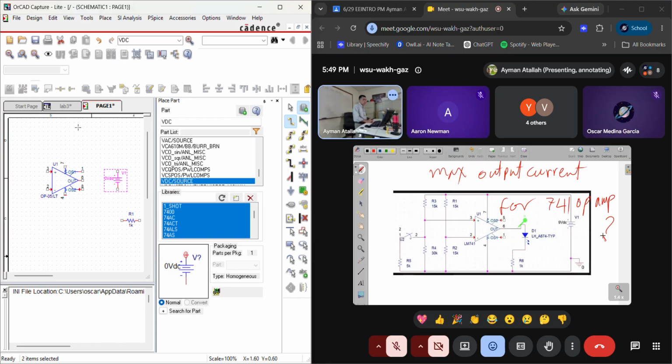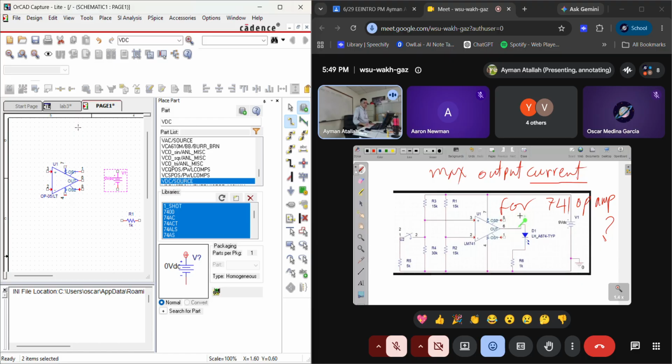14 volts. No, current. I'm asking about current. 10 milliamps to 45 milliamps. So on average, like 25, 30, something like this. 25, yeah. So this is okay for a light emitting diode.